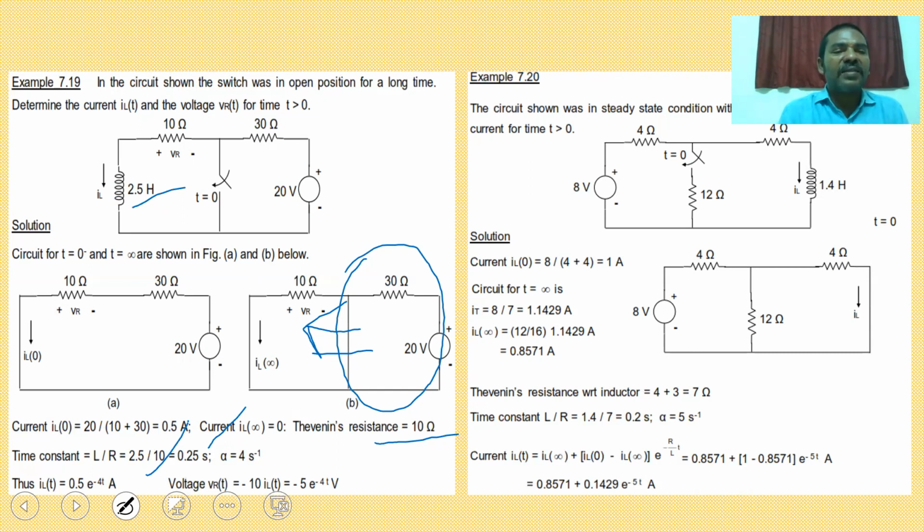Then the voltage drop across the resistor is equal to R into IL of t only, because they are connected in series. The current must be the same. So 10 into IL of t. So here, with respect to current, the sign will be minus. So minus 10 IL of t. So that is equal to minus 5 e power minus 4t volts. So then coming to the another problem.